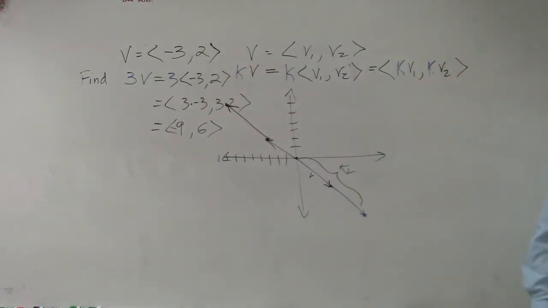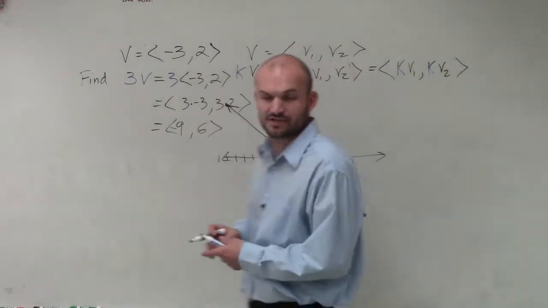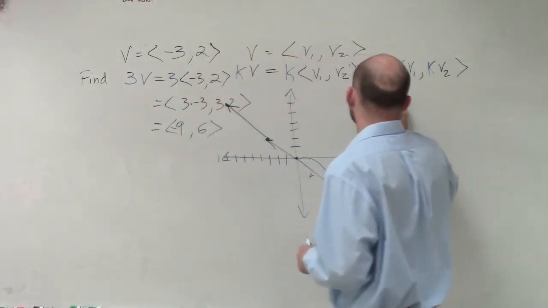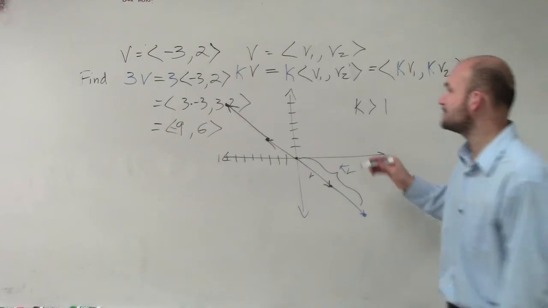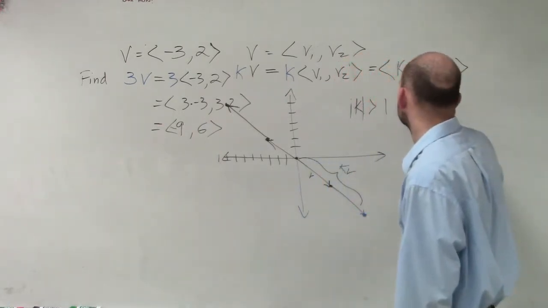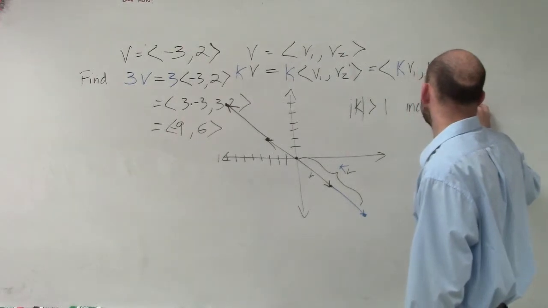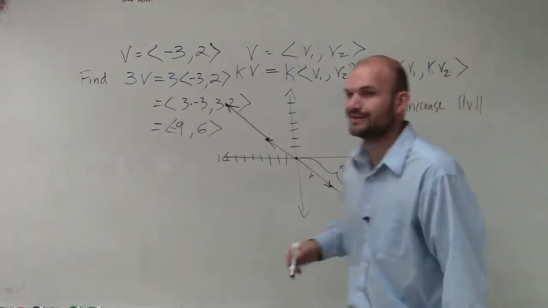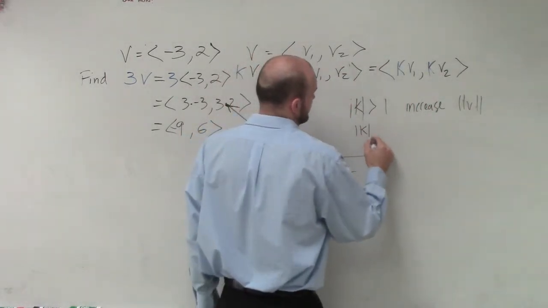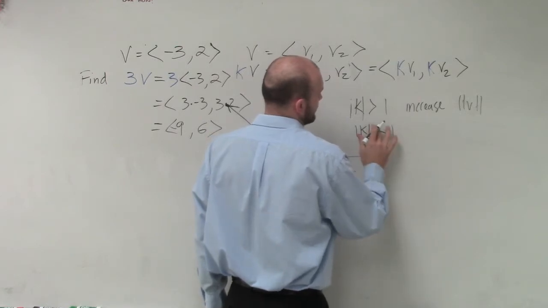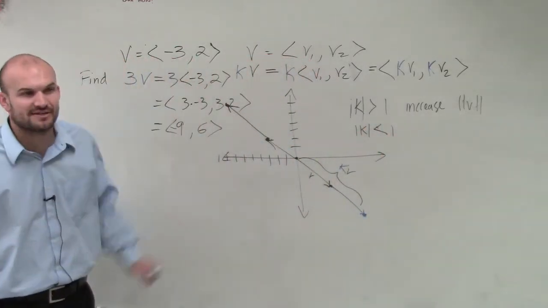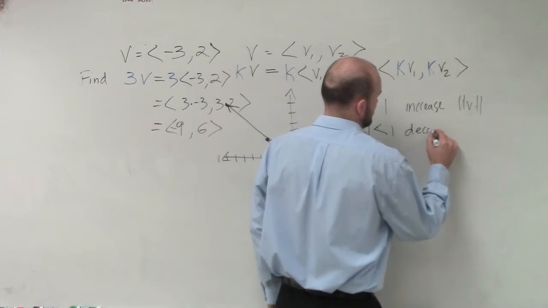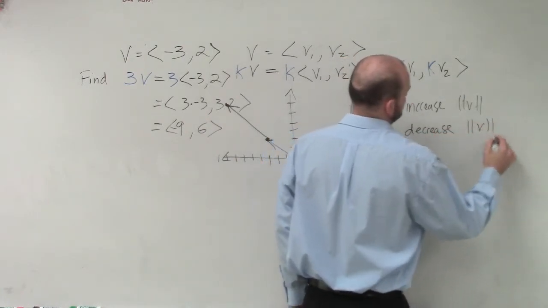You will be asked to sketch the graph, to sketch what it's going to look like. The important thing, if the absolute value of k is greater than 1, that's going to increase your magnitude. Now what do you think if the absolute value of k is less than 1? What if I said 1/2 of this vector? What do you think it's going to do? It's just going to shrink it. So that's going to decrease the magnitude of v.